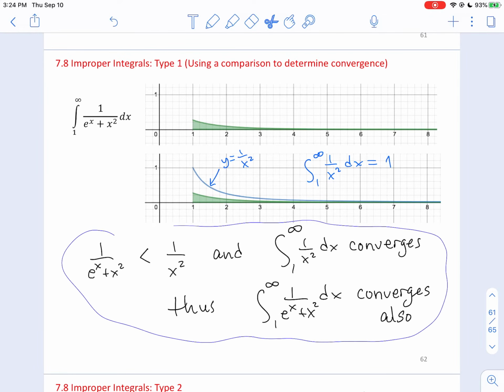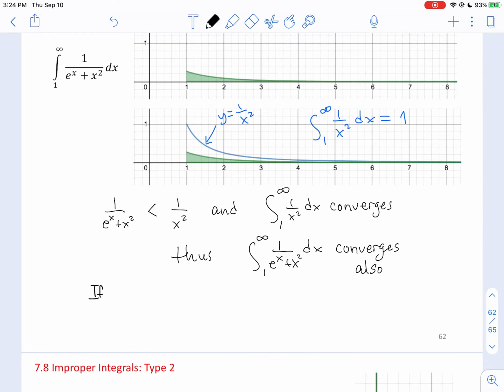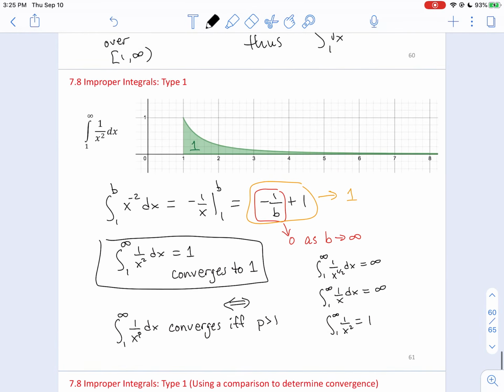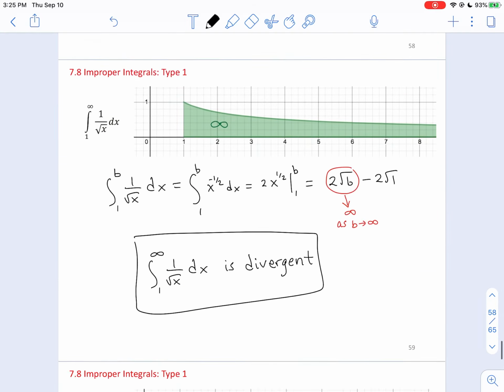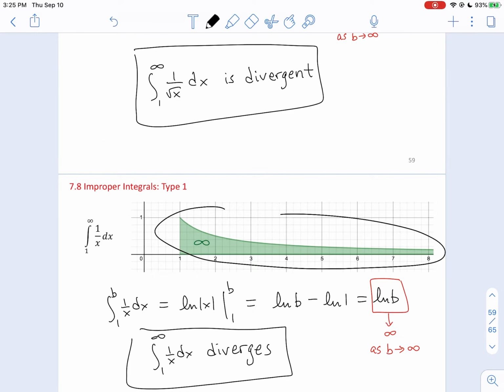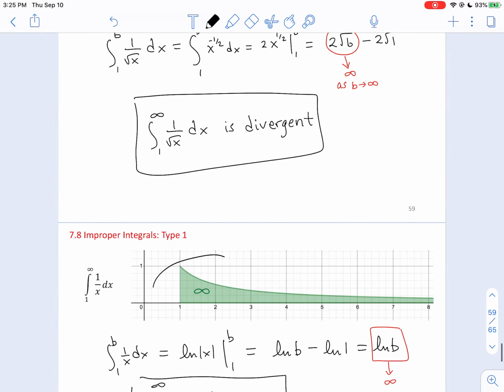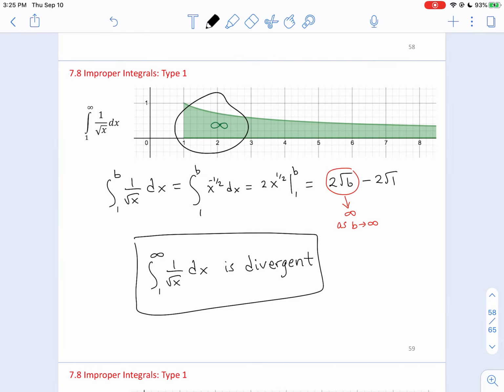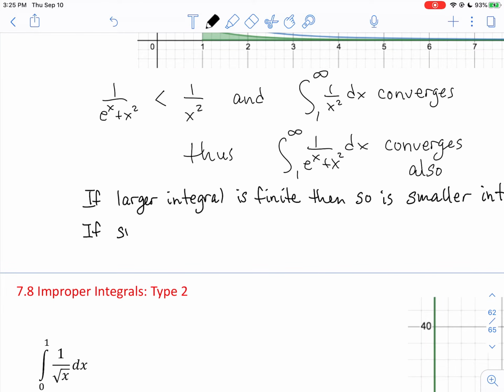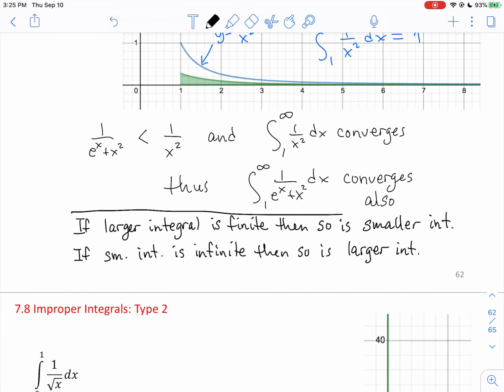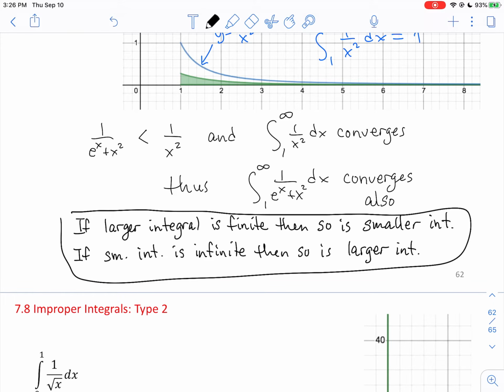We can now state the comparison theorem in more detail. If the larger integral is finite, then so is the smaller integral. And then we're going to leverage the other one we talked about over here, and that was if you have an integral that represents a smaller amount of area than a different one, and the smaller one is infinity, then the larger one has to be infinity as well. If the smaller integral is infinite, then so is the larger integral. And this here, we'll call the comparison theorem in words.